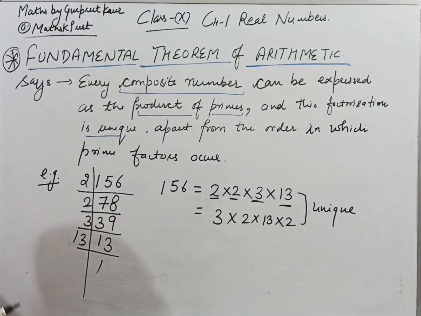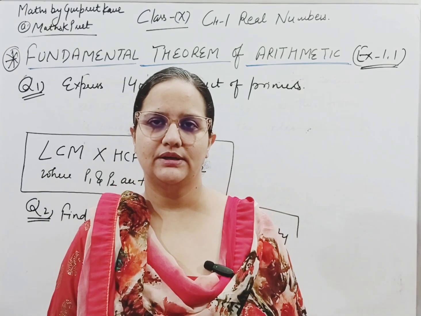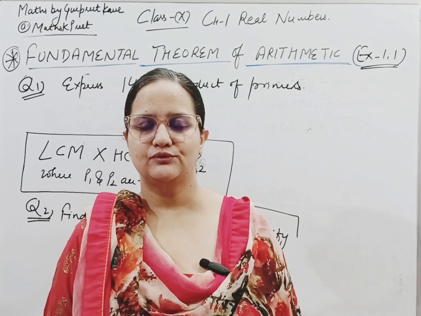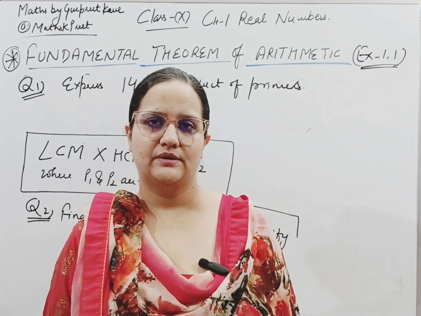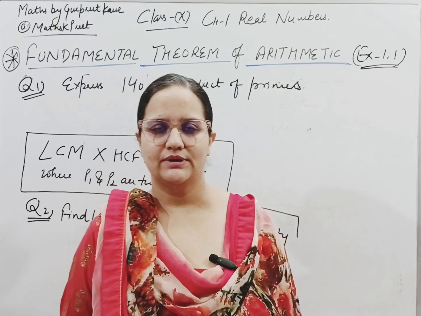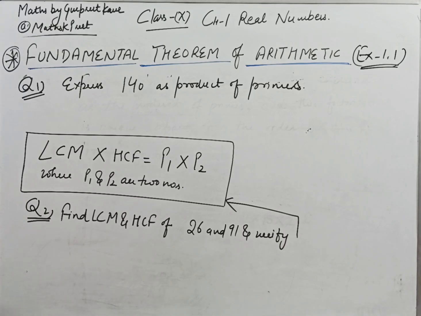of composite numbers. So here I am taking a few questions from exercise 1.1, which is quite easy. Why? Because we have seen how to find the HCF and LCM of two or more numbers and how to factorize a number into primes. We have seen all these concepts in the lower standards. So questions are more related to these three concepts: HCF, LCM and prime factorization.